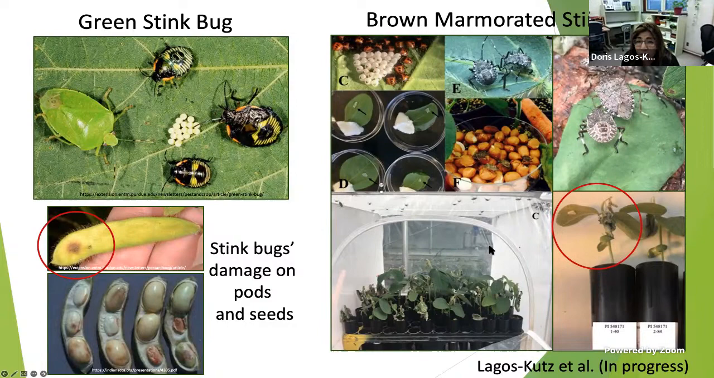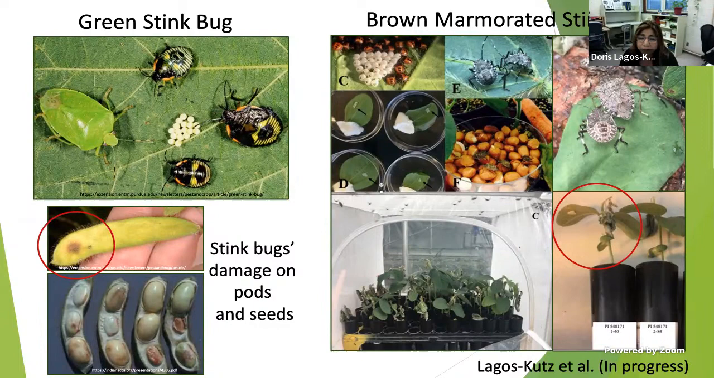And I also want to share slides of how I rear the stink bugs in the lab. Usually they like to lay eggs on the soybean leaves, on the other side. But because the plants died, and I usually use Williams 82, I added additional food resources for them, like raw peanuts and carrots.